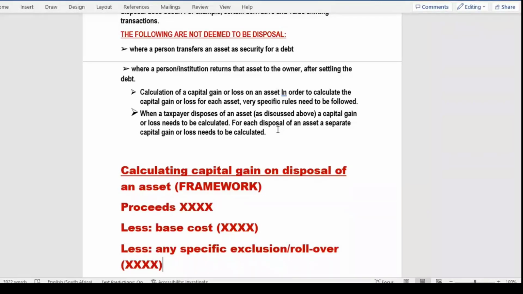All right. So you don't have to combine them when you do the calculations. You just have to separate them. And then after you separate each and every individual asset, you are going to combine them together and make it one.